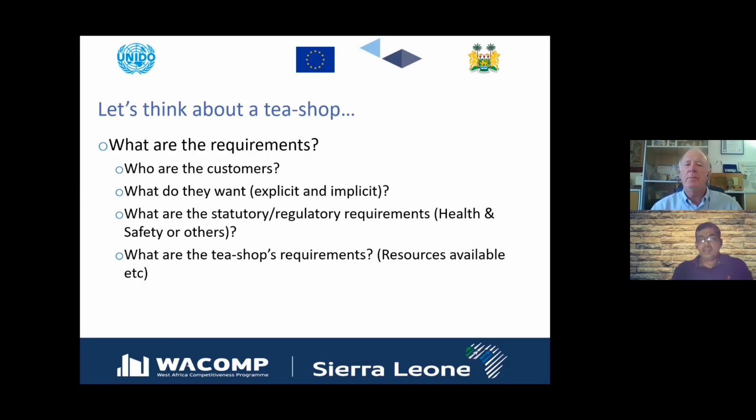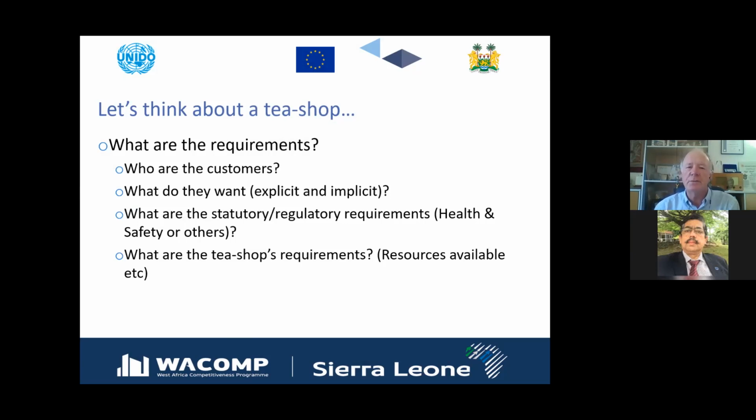So when we're thinking about the process for that tea shop, we need to relate that back always to a set of key questions. What are the requirements for that process? So we may ask, who are the customers? Who are the customers of that tea shop? What do they want? What do they explicitly want? Well, of course, they want a cup of tea and maybe a sandwich or some cake to go with it. But what are their implicit requirements in terms of speed, in terms of courtesy, in terms of comfort?